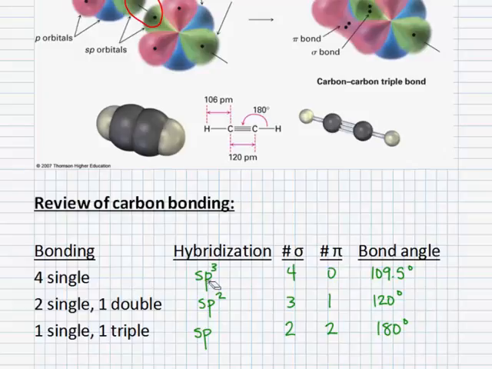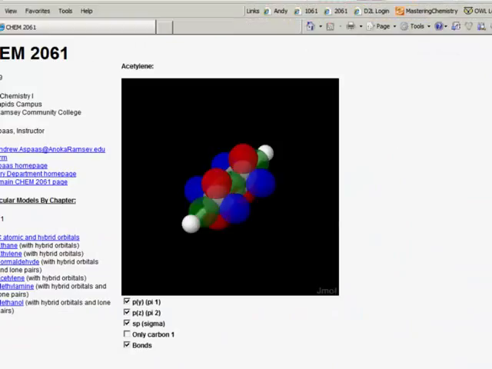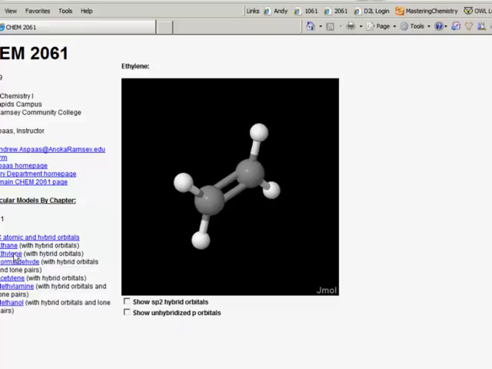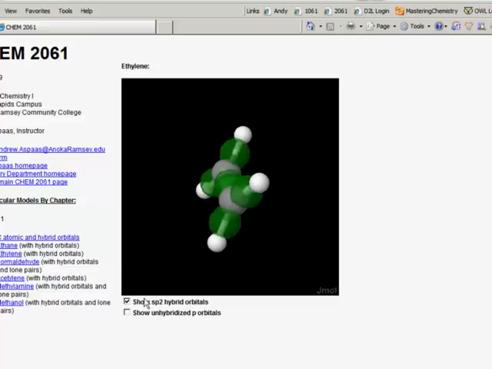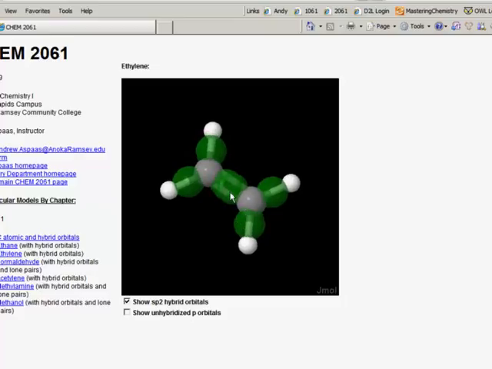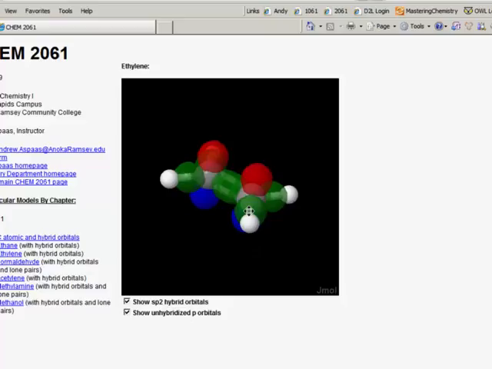So I invite you to practice up on these bonding patterns. Don't just go memorizing this table here. That's not going to be helpful to you when you're identifying the types of atoms. Go back to these models that I've shown you on here and see if you can identify how that bonding works. When I show the hybrid orbitals on this one, we can tell that there are 3 hybrid orbitals on each carbon, and then there's 1 unhybridized p orbital.